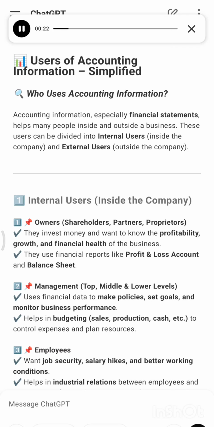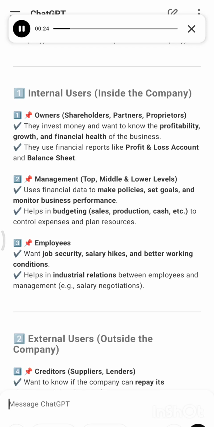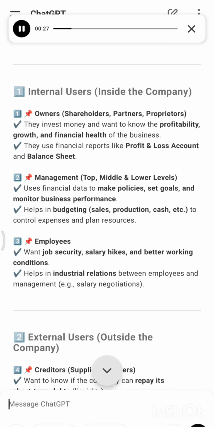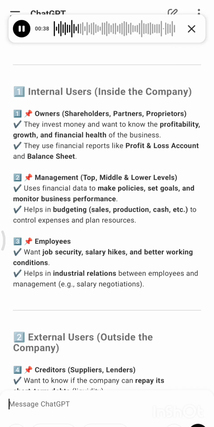Internal users inside the company. 1. Owners, shareholders, partners, proprietors. They invest money and want to know the profitability, growth, and financial health of the business. They use financial reports like profit and loss account and balance sheet.